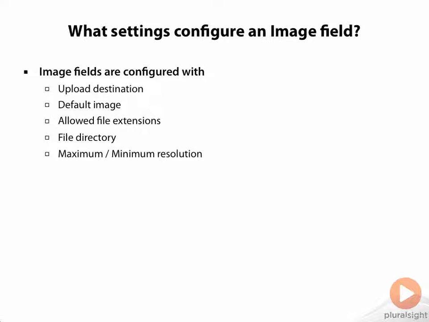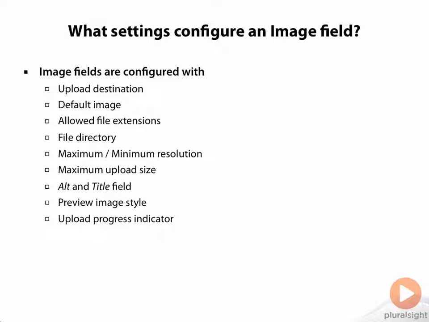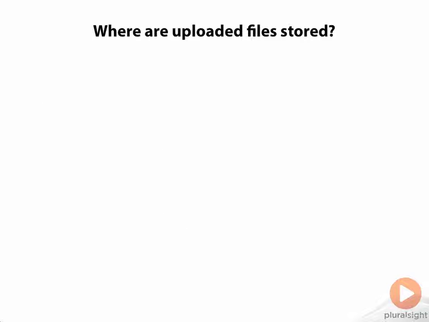You can set a maximum and minimum resolution that would be accepted for the image. You can also set a maximum upload size. You can set whether or not an alt and title field will be requested as part of the image upload process. You can also set what is called a preview image style, a set of visual rules that would be applied when viewing this image in preview mode. You can also set an upload progress indicator for long file uploads. It'll provide a distraction for the user.